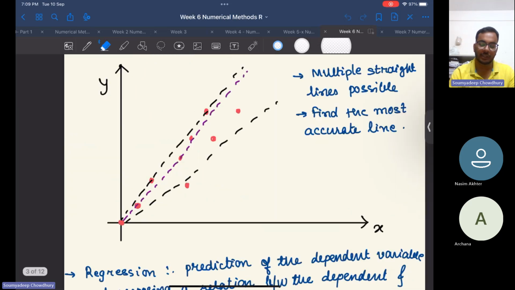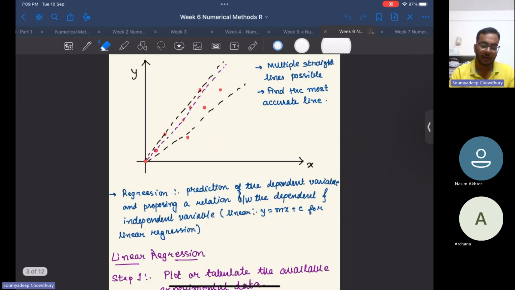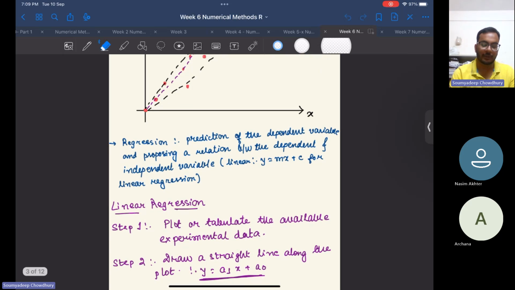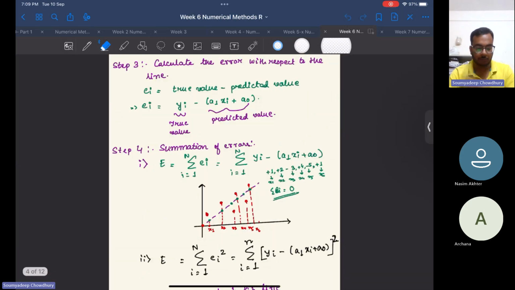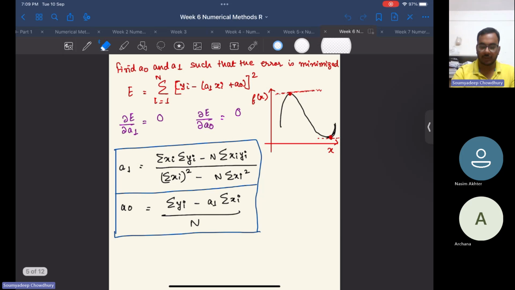Then we found out how to find the equation of the best fit line. Different types of formulas are there for linear regression. Basically, we found out how to find the slope of that line and what is to be minimized. The error is to be minimized, right? We also looked into how to calculate the error for each data value. So that was all about regression.